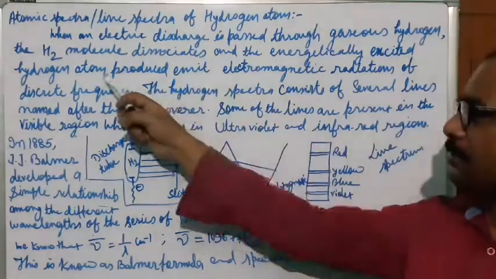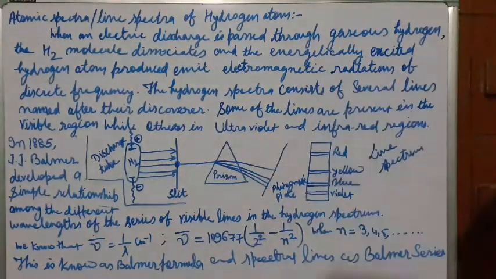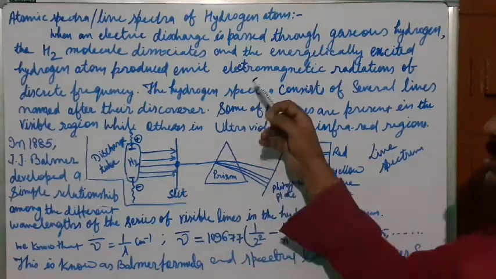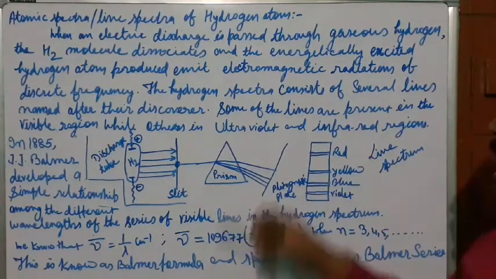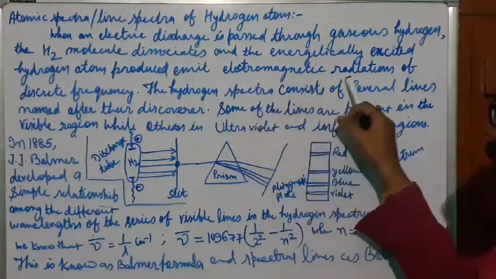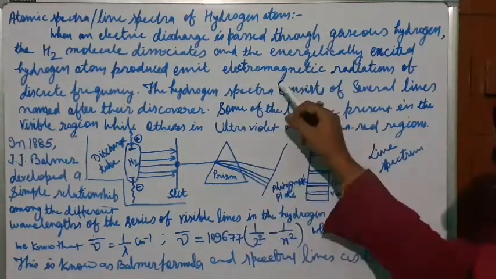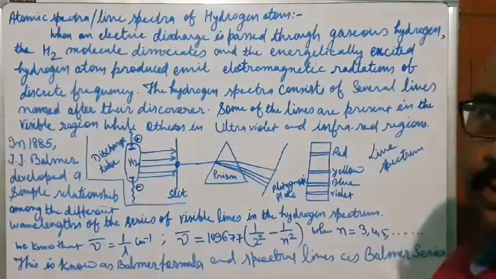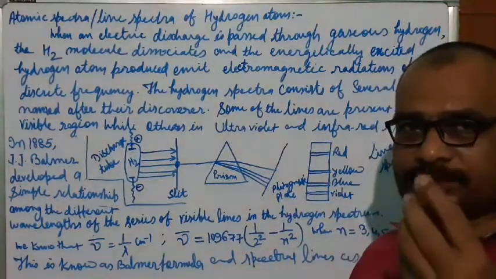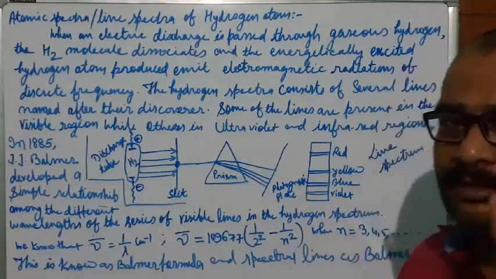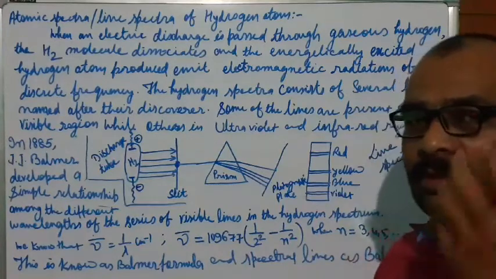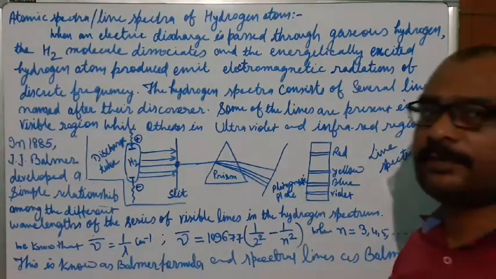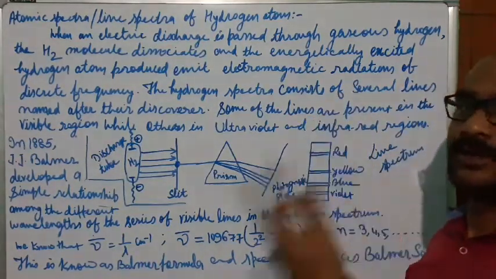When this hydrogen atom becomes energetically excited, it releases electromagnetic radiation, which we have already discussed. Electromagnetic radiation of a discrete frequency, meaning fixed frequency. Whatever spectral lines come, the energy released will be fixed, so its frequency will be fixed and its wavelength will be fixed. It means it will not be continuous, it will be discontinuous. Energy is absorbed and released in a fixed quantity, because this is atomic spectra.